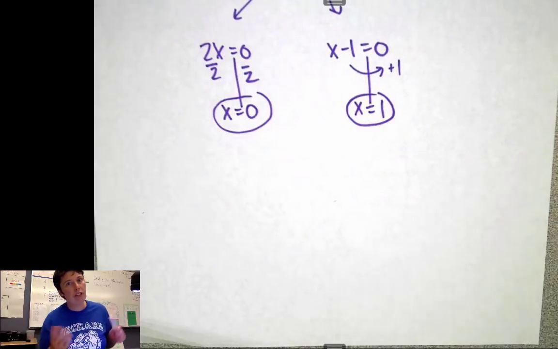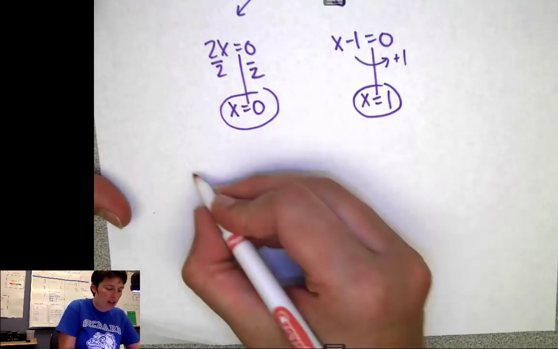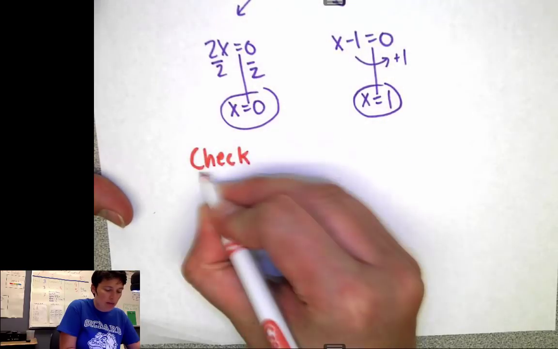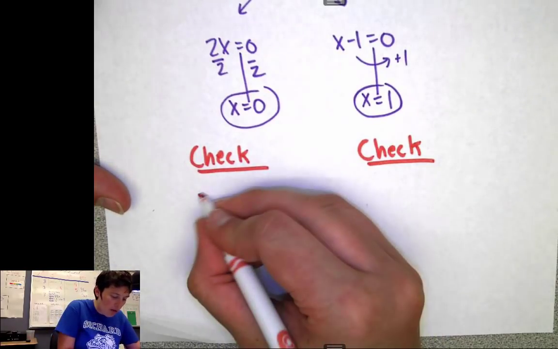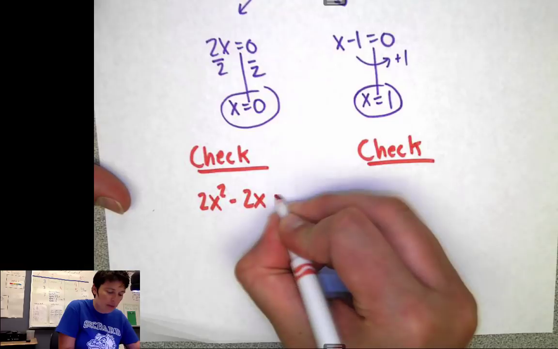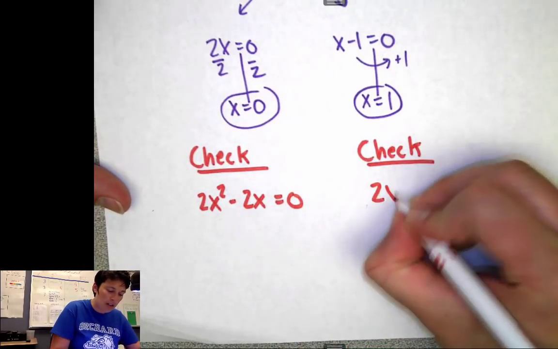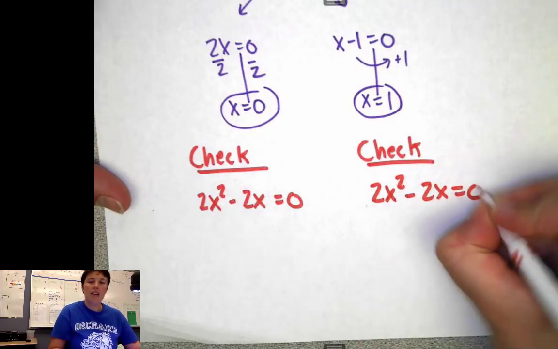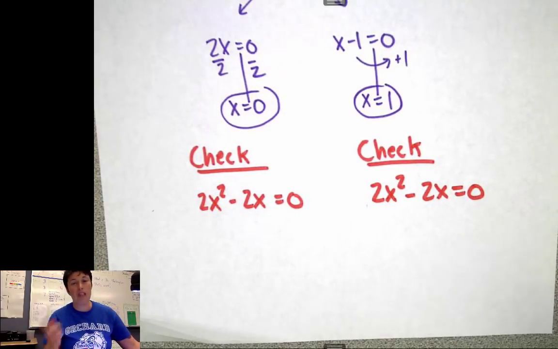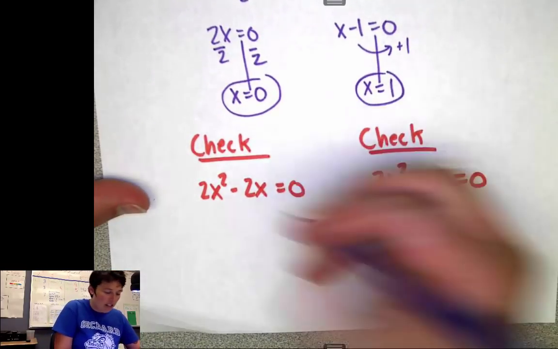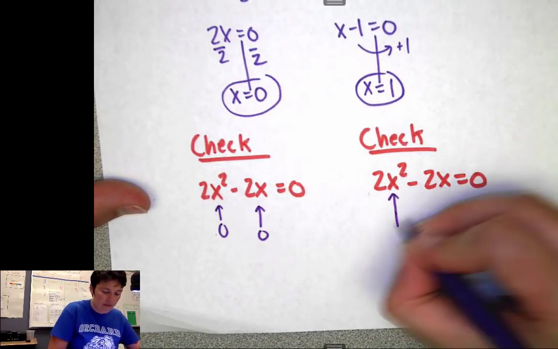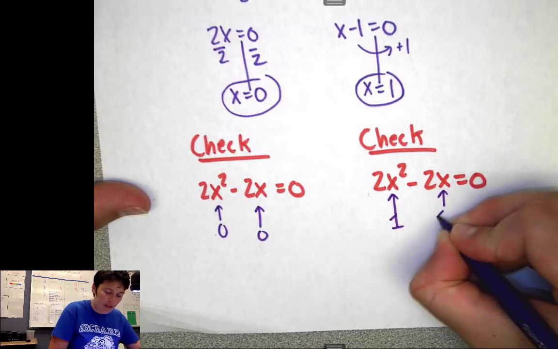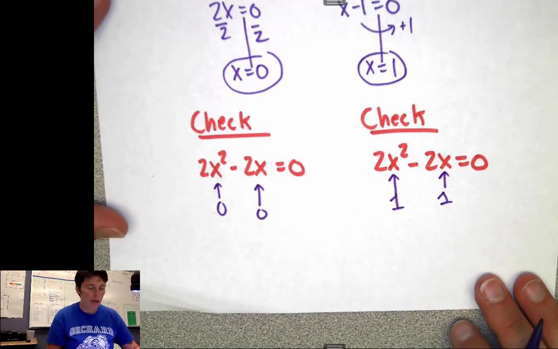And now, hopefully you're unpausing the video. Now I'm going to show you how to do the check. For the check for each of these, I'm going to be doing 2 of them. You're going to check the original equation, 2x squared minus 2x equals 0, twice. The cool thing about this one is the numbers are simpler than the last example. We don't have any fractions or decimals to deal with. We have 0 and we have 1. So in this one, I get to put in 0, and in this one, I get to put in 1. If they work, then awesome. We'll know we're right. So let's see.